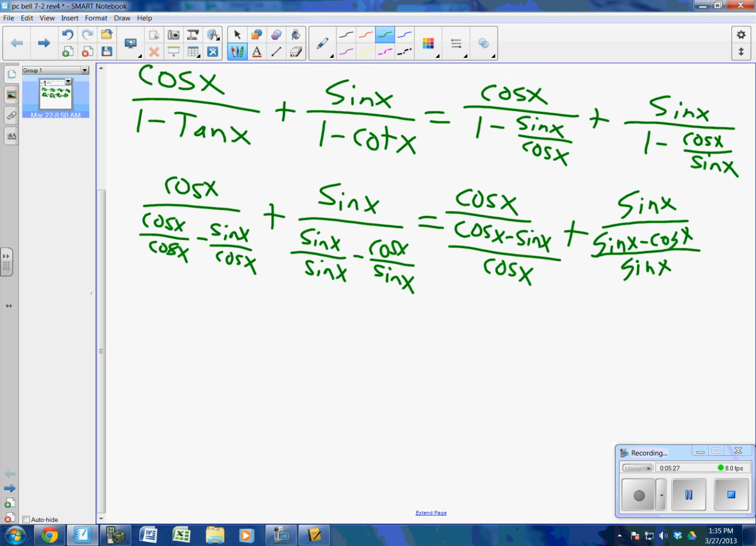Well, what happens when you're dividing by a fraction, you guys? You flip the second fraction and multiply, right? That's what we're going to do. If I flip this bottom fraction over, it's going to be cosine over cosine minus sine. And I multiply the two cosines together, and I'm going to get cosine squared over cosine x minus sine x. Can I do the same thing on the other one? Yeah, the other one's going to be sine squared over sine x minus cosine of x, right?